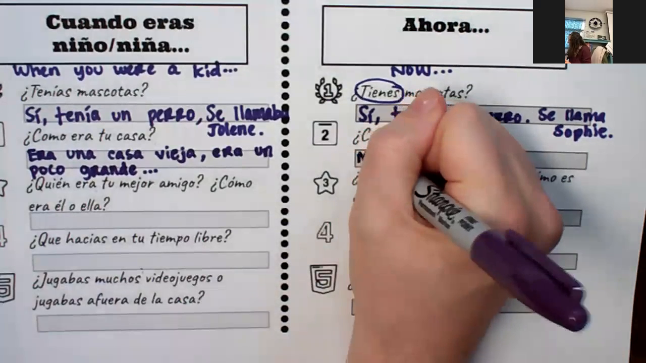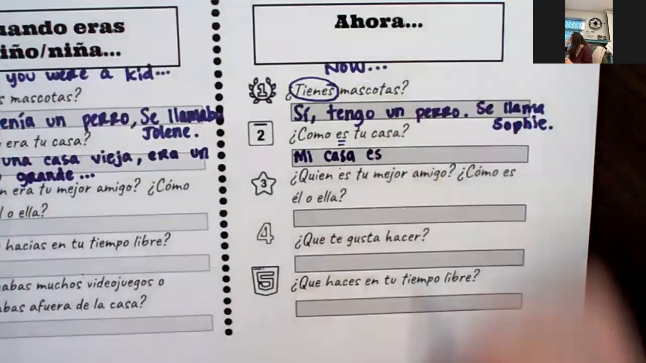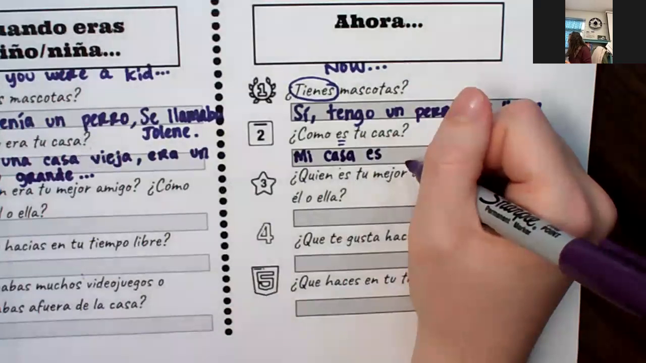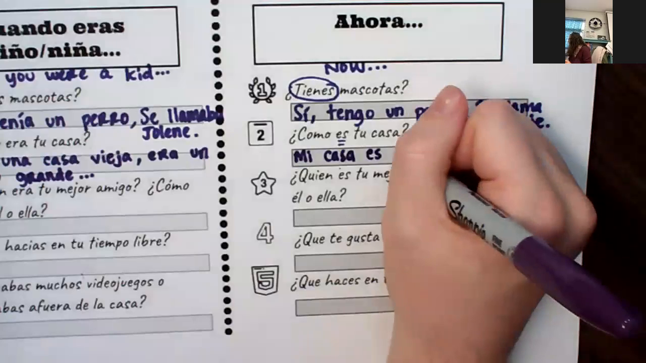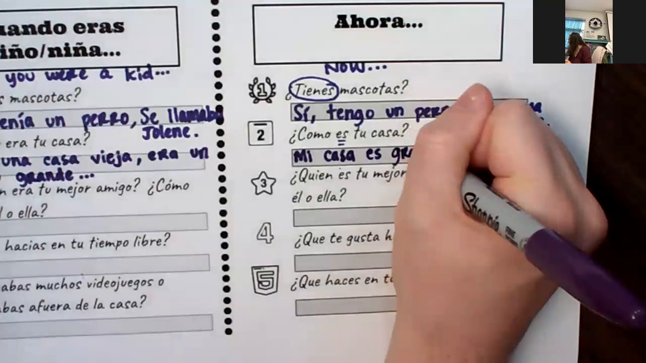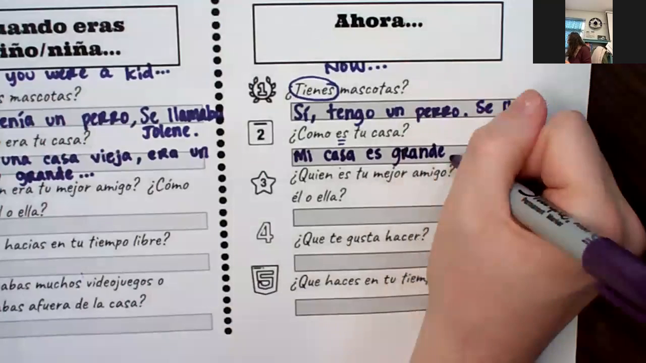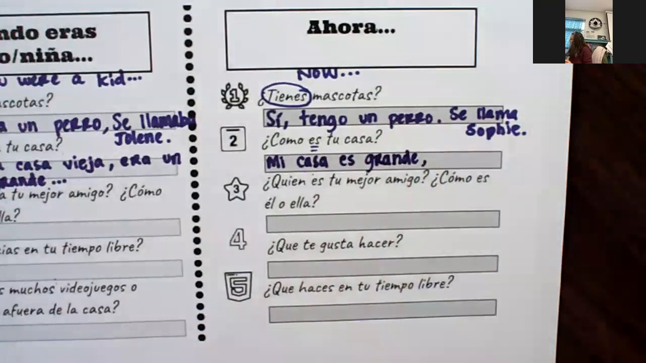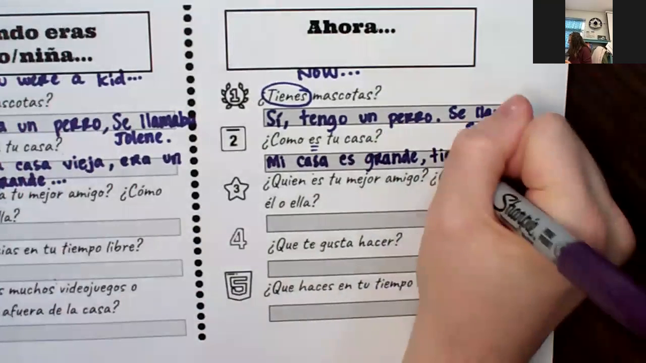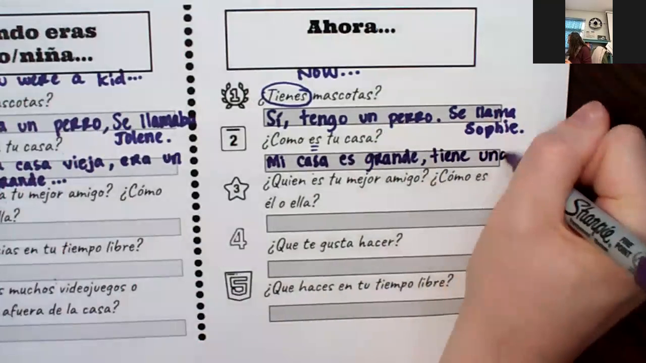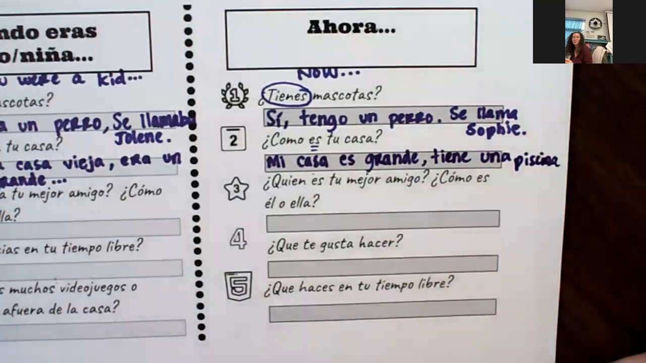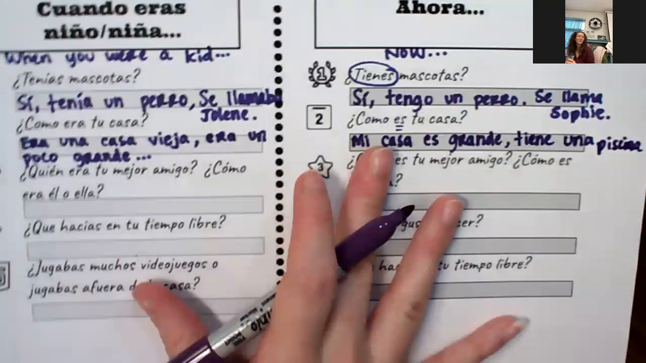So I'd say mi casa es grande. Sí. That's big, I guess, for the 2 adults and a baby. It's a big house. And then it would say, tiene una piscina. So I have a pool at my house. Okay.